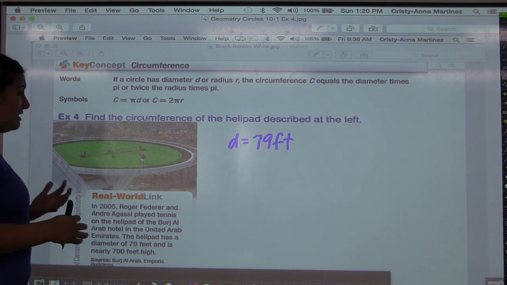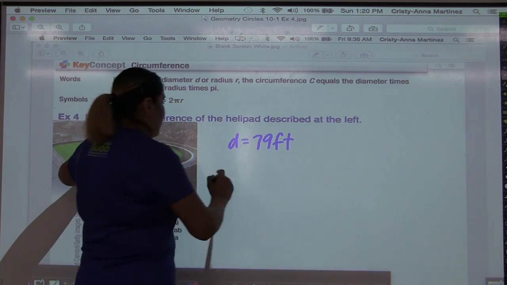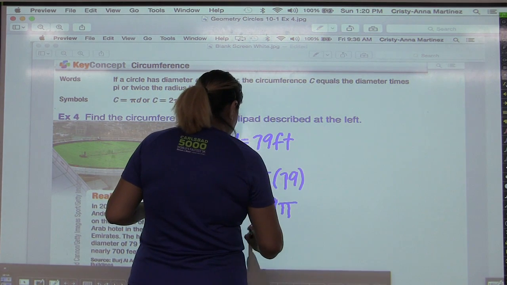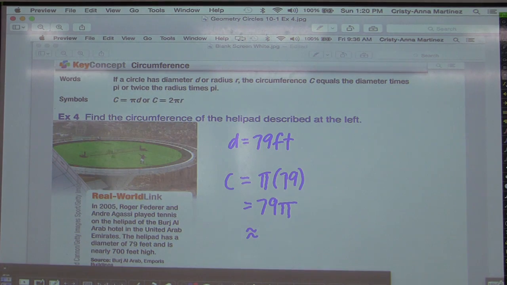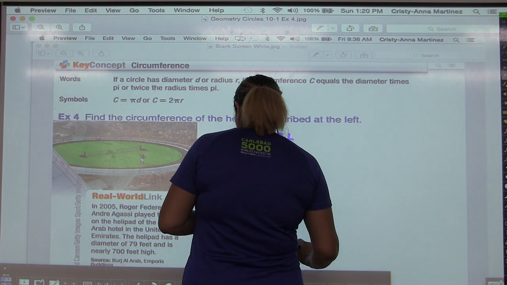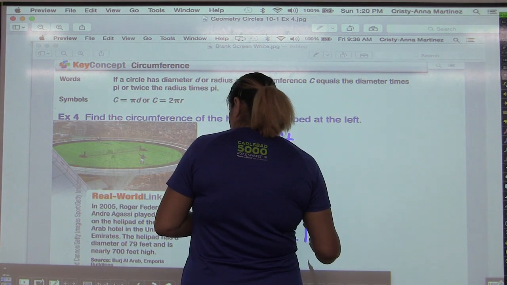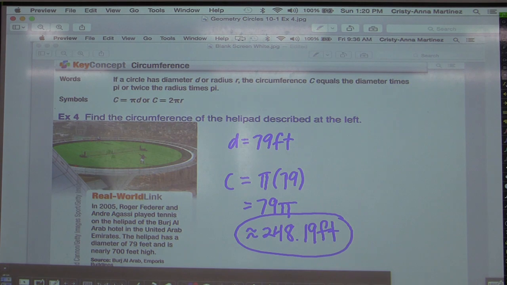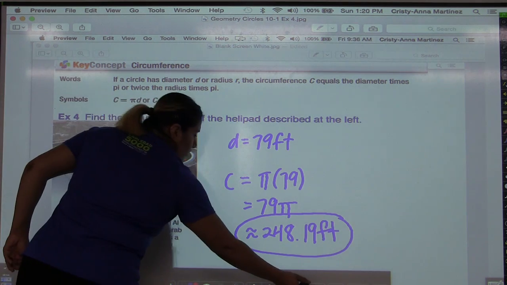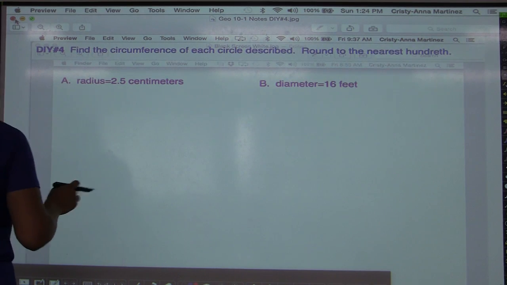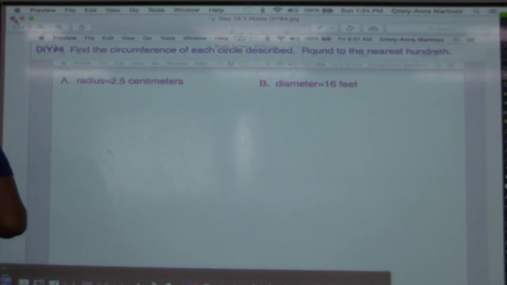Because we don't have the radius and don't need it, we can use the first formula, C equals pi times D. So C equals pi times 79, or basically 79 pi would be the exact answer. If you wanted the approximate answer, you could take your calculator and compute 79 pi, and you would get roughly 248.19, and this was in feet. That would be the circumference of that helipad. Beautiful. Alrighty, now you can do it yourself number 4. And then we will go on to example 5.